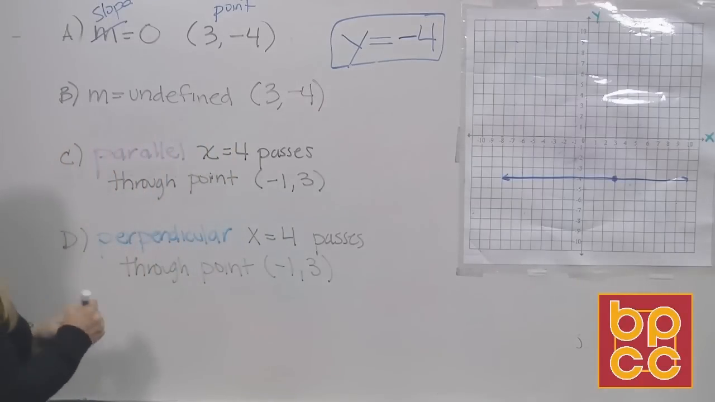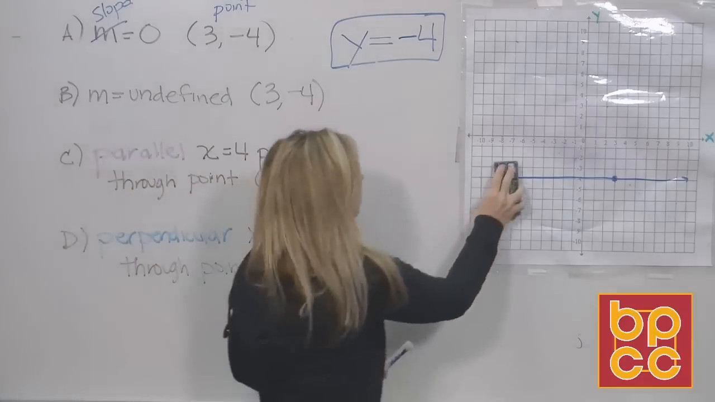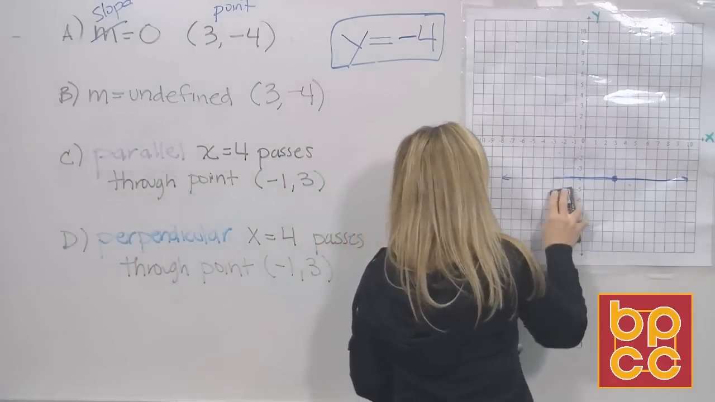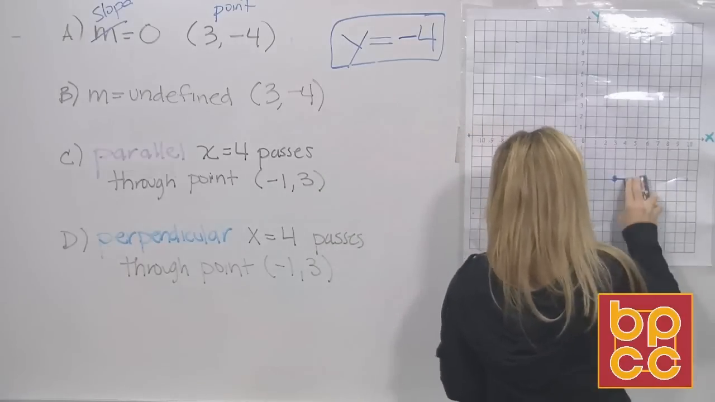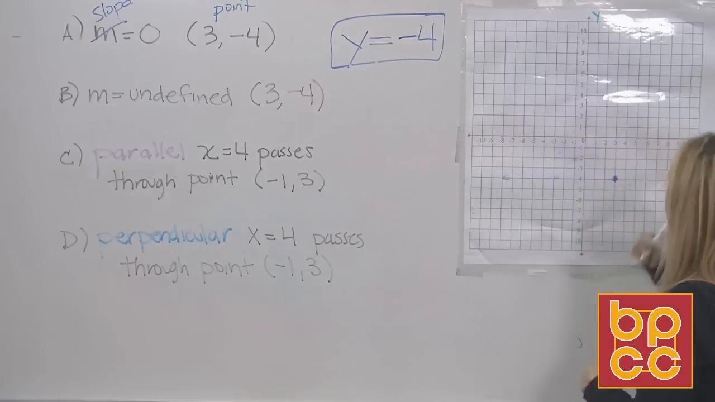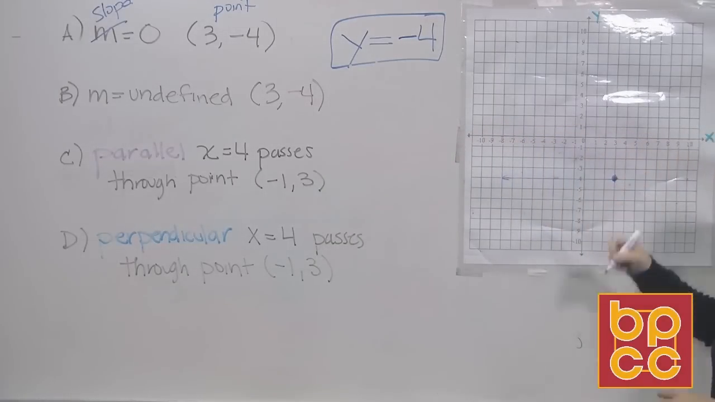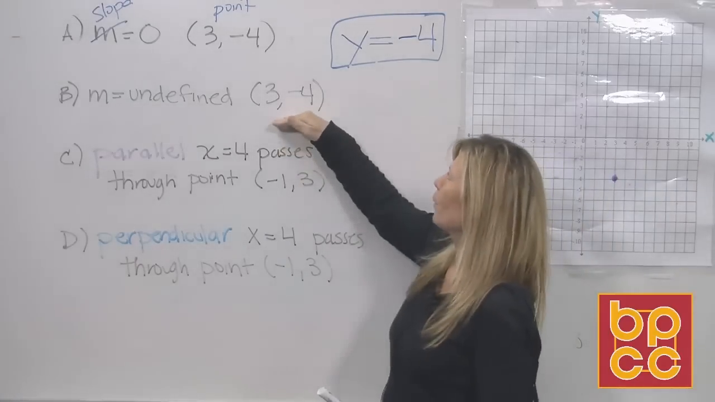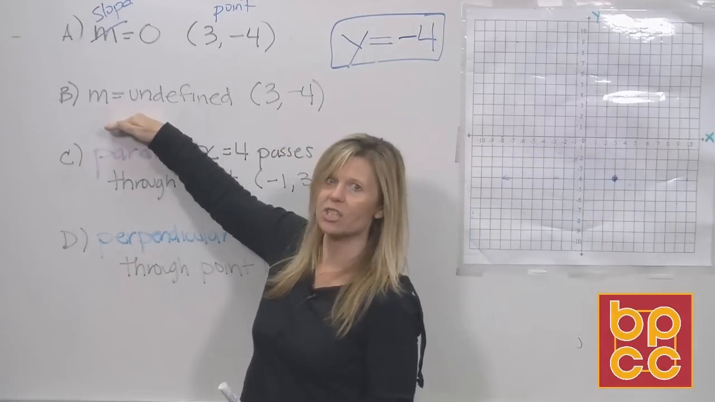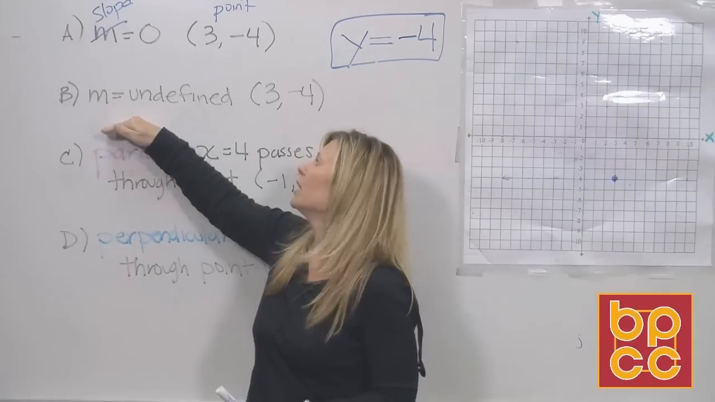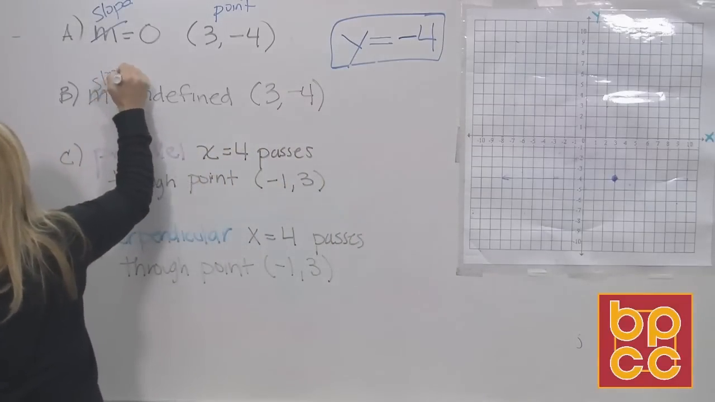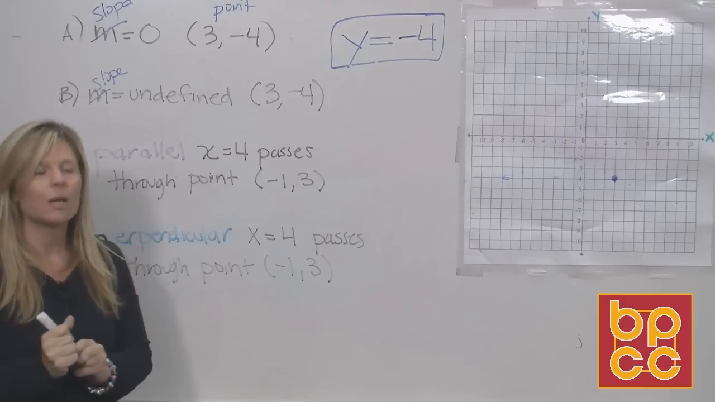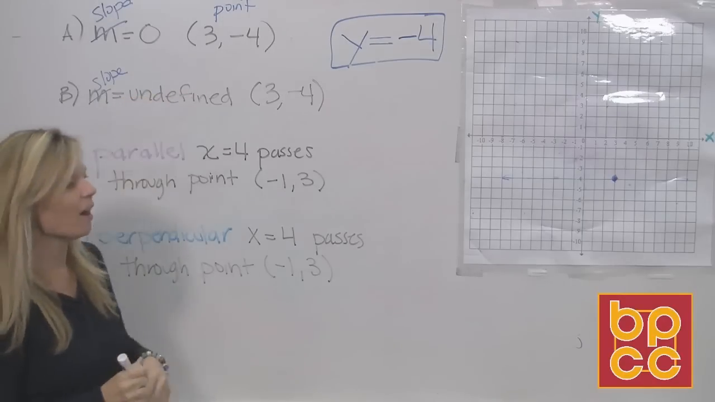The next one, well, I have the same point. I have 3, -4. All right, so let me erase this. All right. So here's that same point, 3, -4. So I gave you the same point. What I did was change this clue, detectives. This clue says M. M stands for slope. Slope is how the line moves. Now it says the slope is undefined.